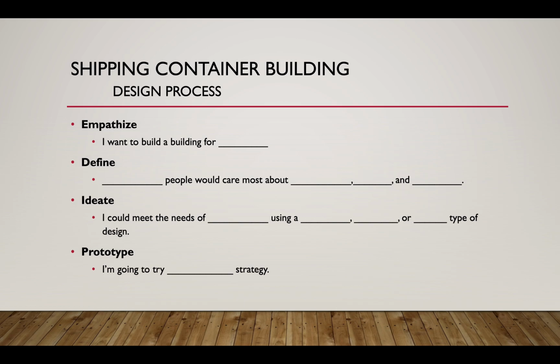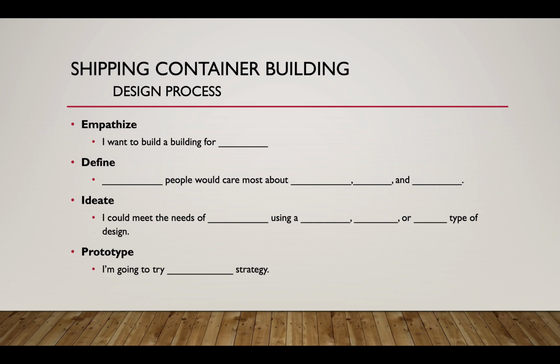What we're thinking about is that we don't want to just design something that doesn't have a point. So thinking about how we would design something would use the design process. Starting with empathize: who are we building for, and what would they care about? Empathize: I want to build a building for blank. Define: blank people would care most about these three things. Ideate: these are three strategies that I could use to meet the needs of blank. And then prototype: I'm actually going to try this strategy.